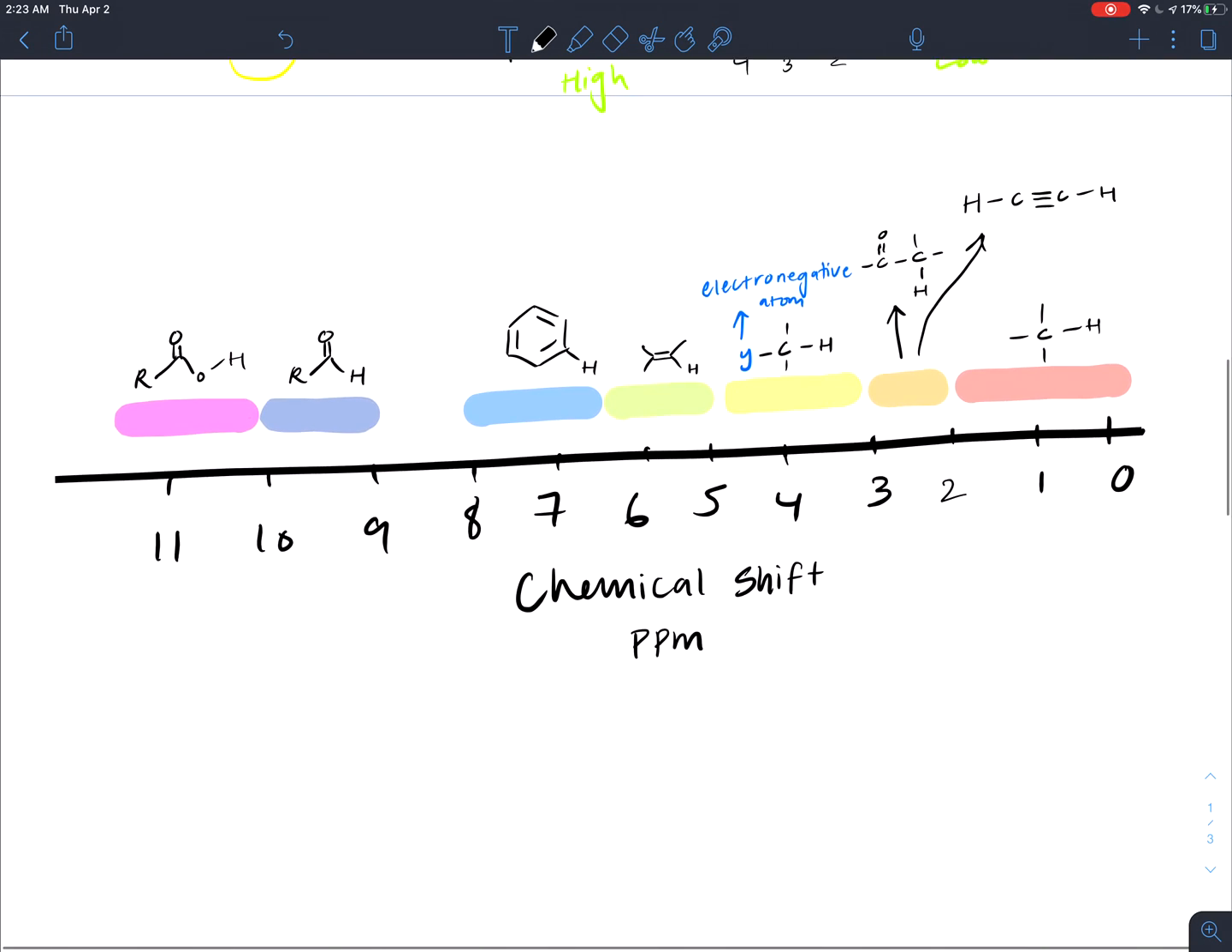Right, and this is a little shortcut that can help you. Again, this is for chemical shift. I have my low chemical shift here, my high chemical shift here. And this is called upfield. This is called downfield.